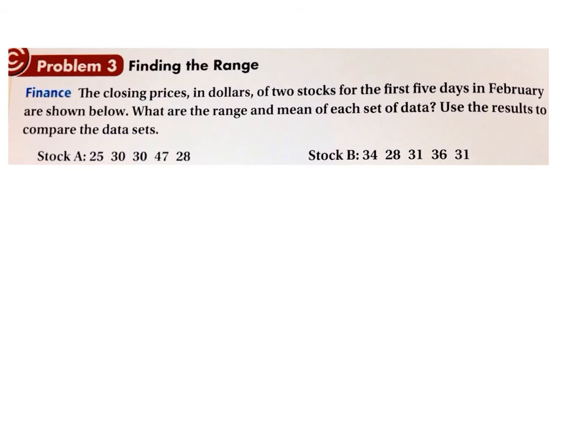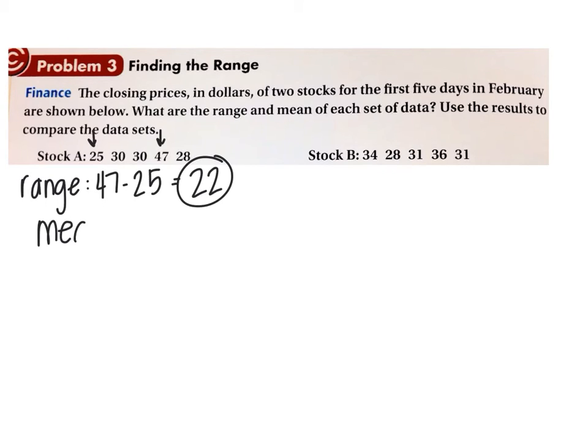Okay? Now finding the range. So the range of a data set is how far it covers. So to find the range, what you need to do is take the biggest number and subtract the smallest number. Pretty much, that's all. This question asks for the range and the mean. So for stock A, we're going to take the biggest minus the smallest. So the range will be 47 minus 25, which is 22.